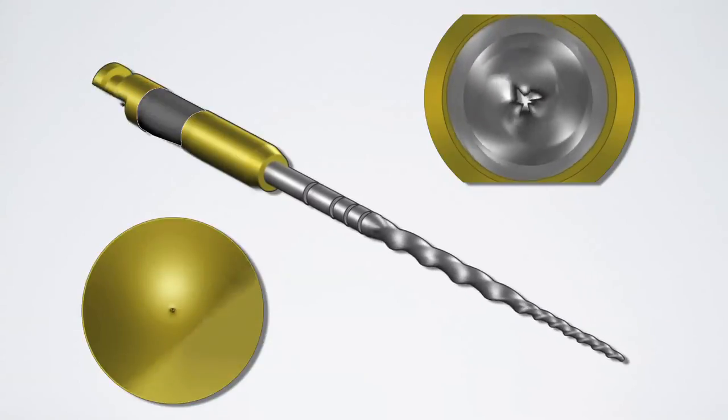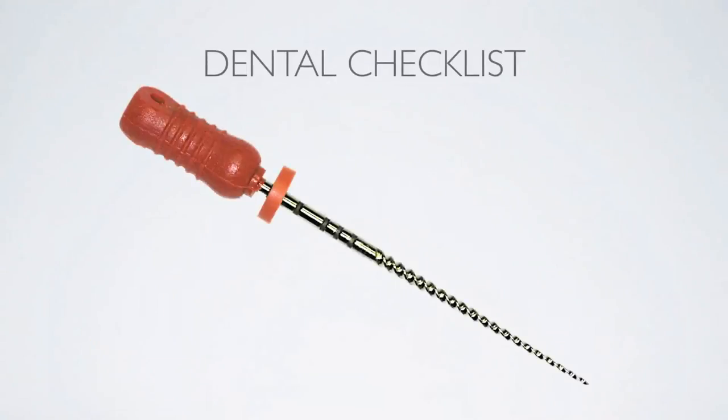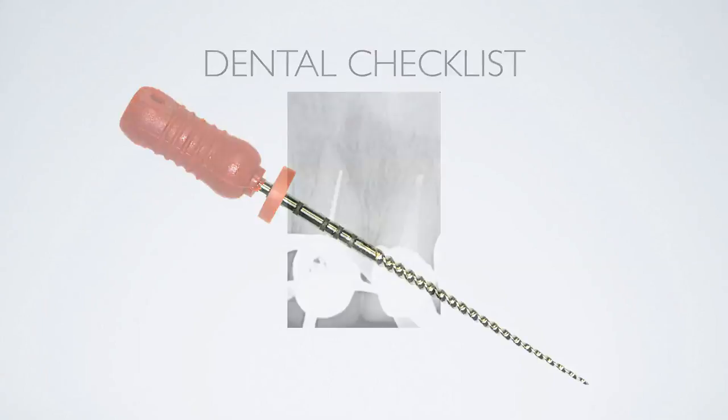To make sure I have the proper apical stop and canal shape, I use a shape verifier. This allows me to determine what carrier size I will use for obturation. I reconfirm this with a radiograph.